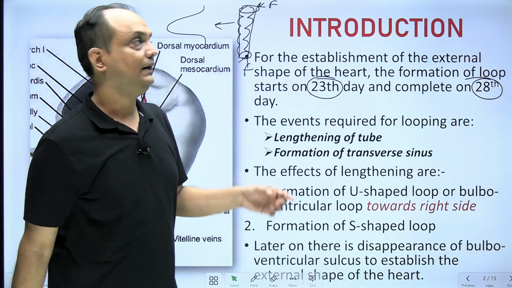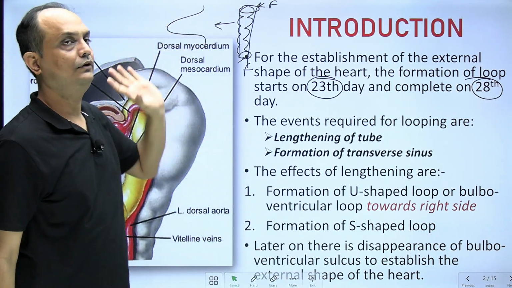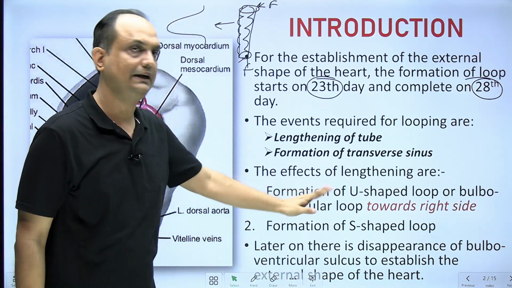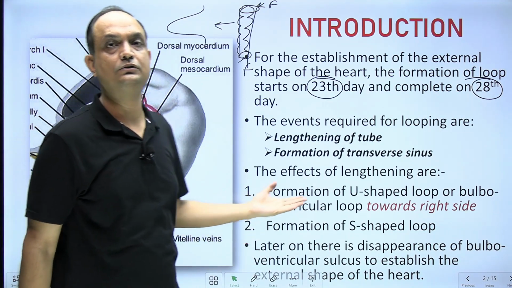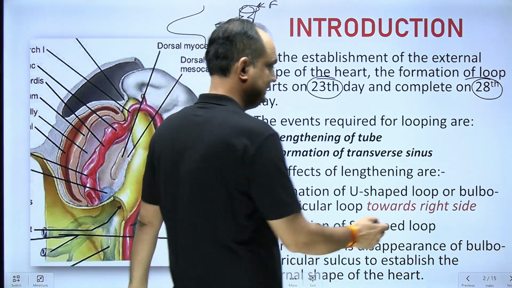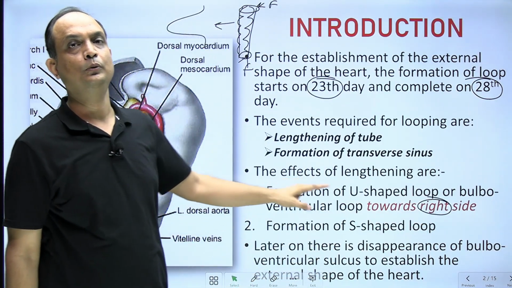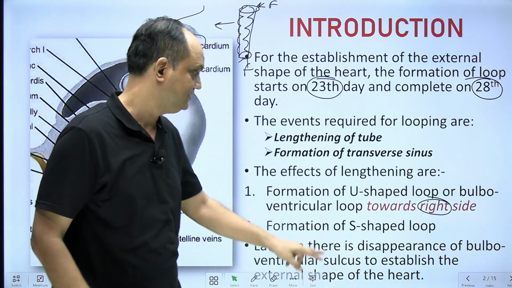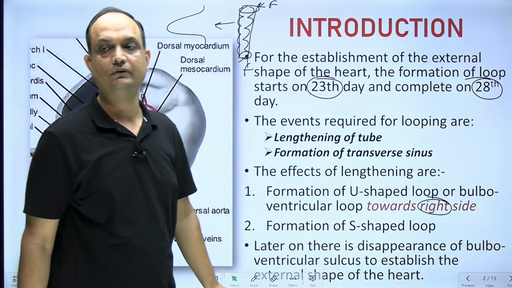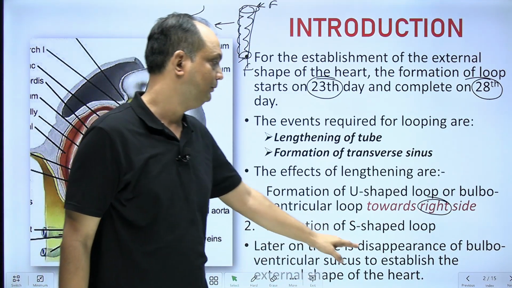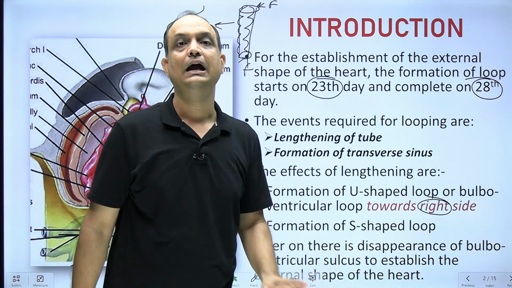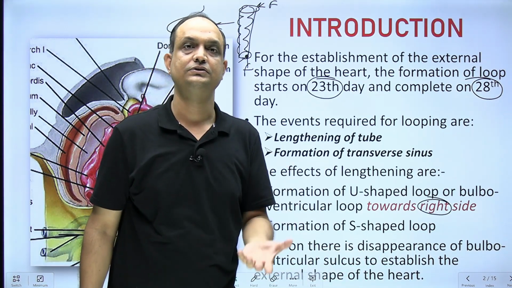So what will be the effect when you see the looping? First, there is a formation of a U-shaped loop that is known as the bulboventricular loop, and this loop is directed to the right side, which I will discuss in the coming part of this lecture. And second, this loop is ultimately converted into an S-shaped structure, and finally the bulboventricular sulcus disappears and it forms the adult structure of the heart.